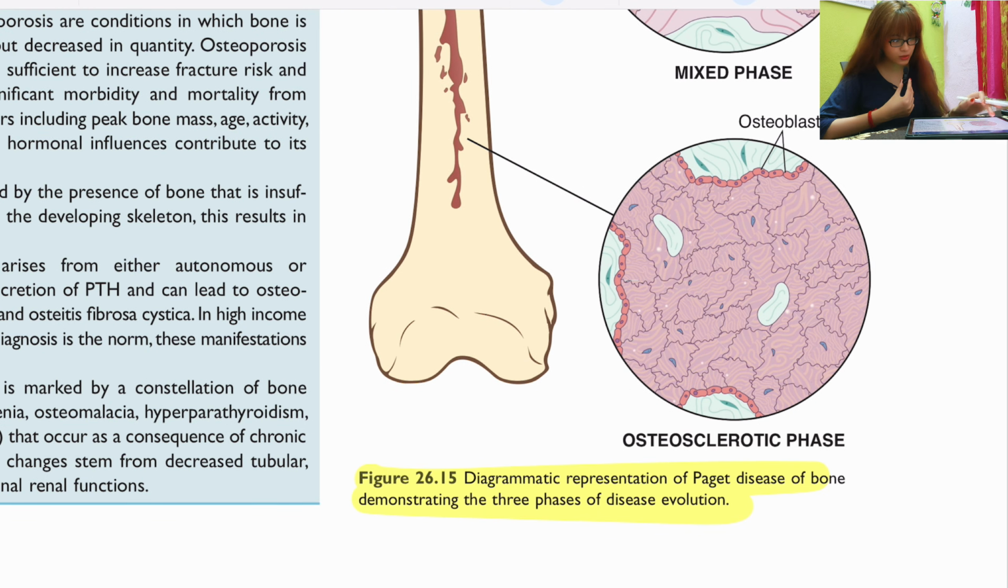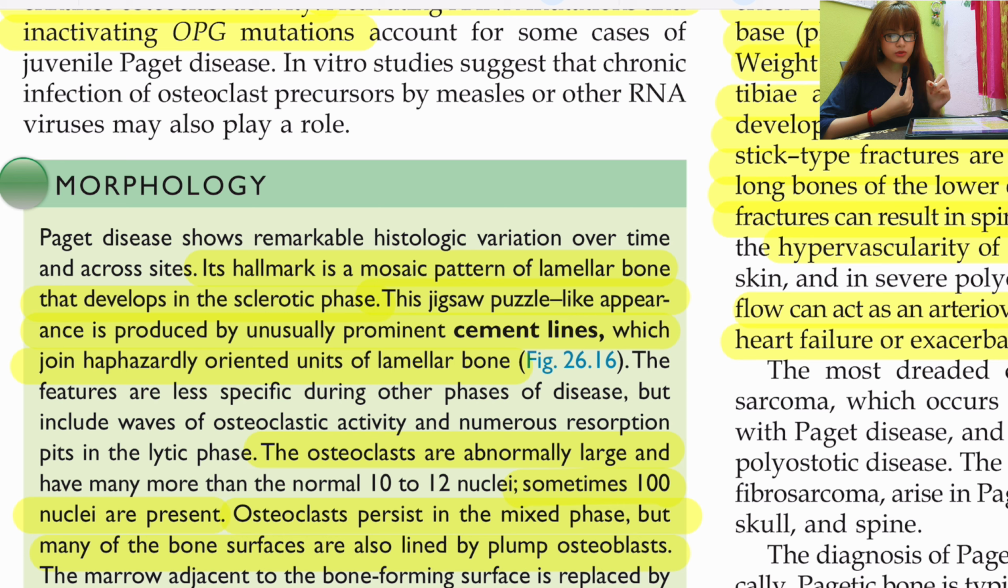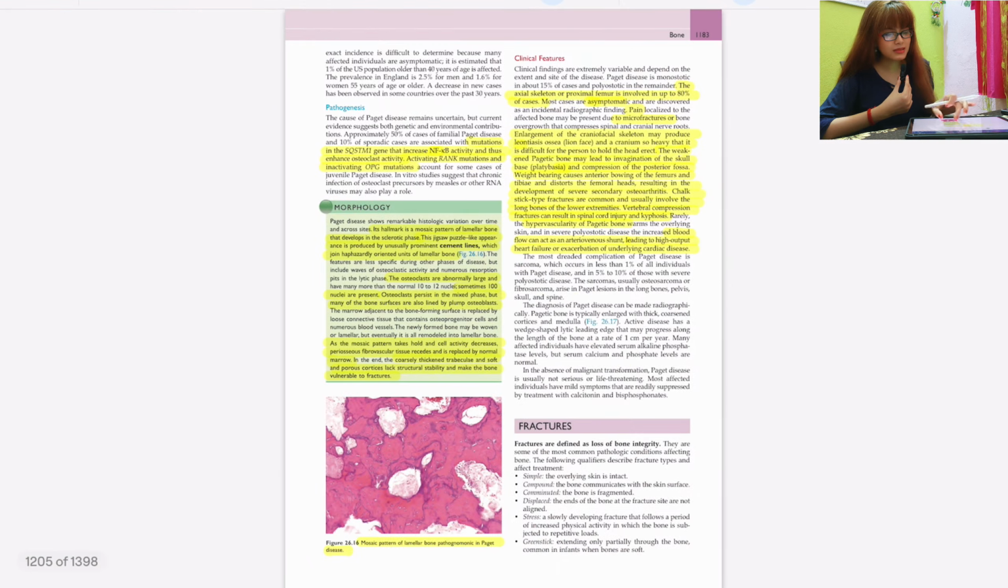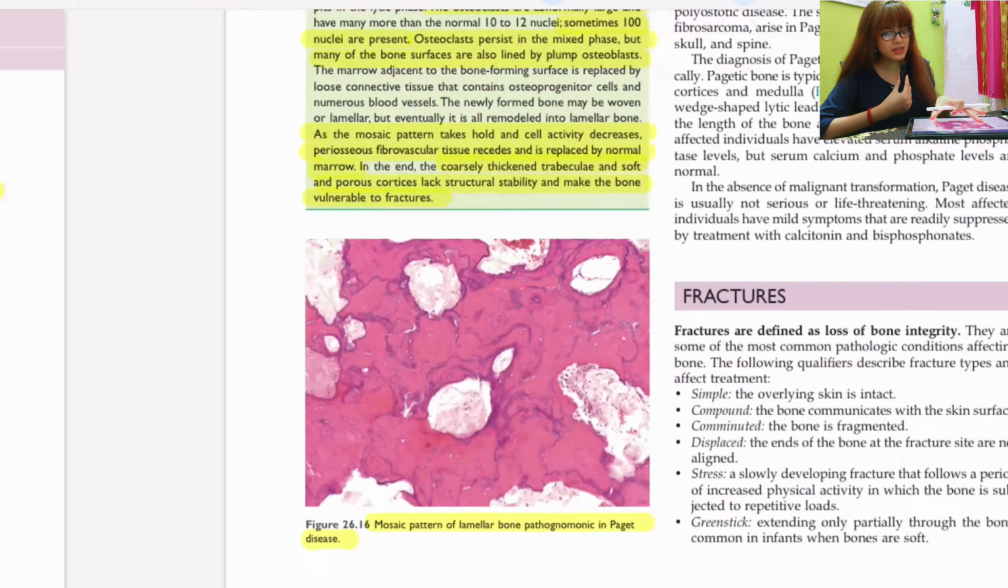So basically there is a mutation in the SQSTM1 gene, which increases the NF kappa B activity, which enhances the osteoclastic activity. The RANK mutations are also important questions. Okay, and the most important hallmark is the type of bone deposition that you find here, the jigsaw puzzle appearance produced by the unusually prominent cement lines. So as you can see here, there is so much bone deposition by the osteoblast that it ultimately gives a mosaic appearance. You can see this bone formation has a mosaic appearance, right?